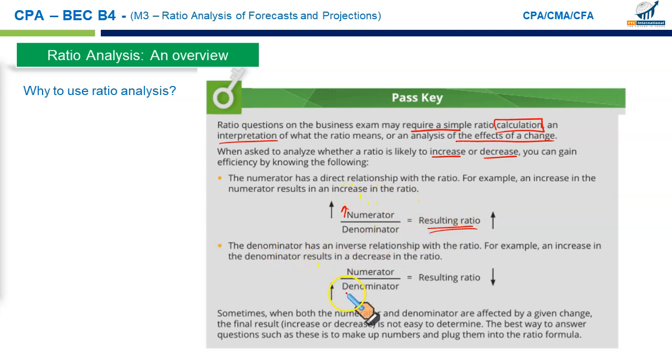Similarly, the denominator has an inverse relationship with the ratio. For example, an increase in the denominator will result in a decrease in the ratio. So this is fairly straightforward, but sometimes both numerator and denominator change, sometimes with equal amounts, sometimes differently. So when both the numerator and denominator are affected by a given change, the quick way for us to do it is to just plug in some assumed numbers. The best way to answer a question like these is to just plug in some numbers and then calculate the ratio. And then you can give your opinion whether it is increased, decreased, or whatever the consequent effect might be.